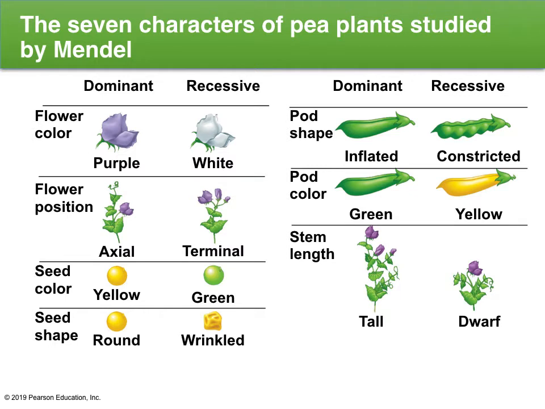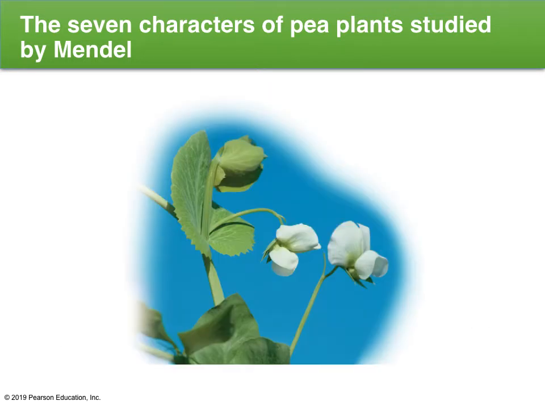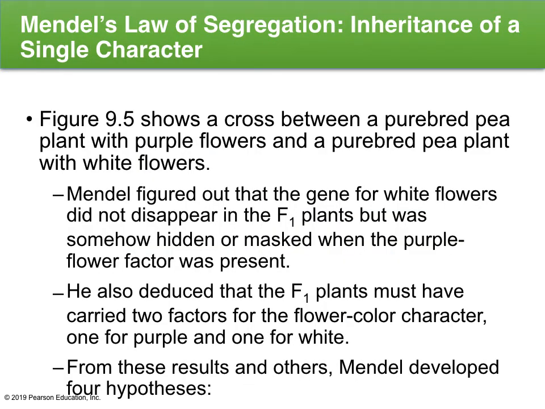a good way of observing what patterns are going to take place when you put these two possibilities with each other. And this is what they actually look like in the real world. All right, so things he found. So one, Mendel's law of segregation. And this is described as inheritance of a single character.